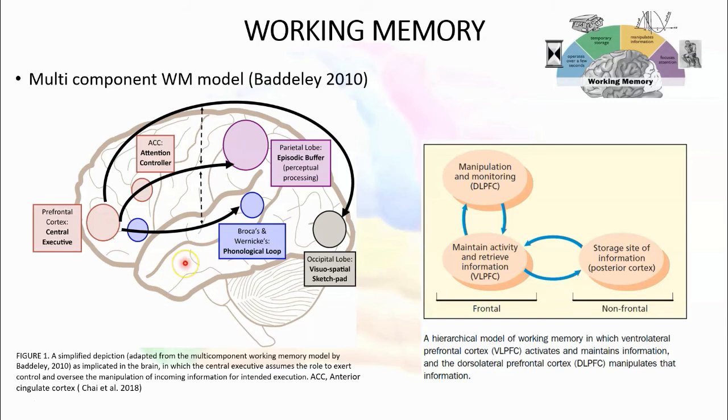It has been established that verbal and acoustic information activates Broca's and Wernicke's areas. Visuospatial information activates the occipital areas, especially more in the right hemisphere. The frontoparietal network involving the dorsolateral prefrontal cortex, the anterior cingulate cortex, and the parietal cortex demonstrates the working memory neural network.